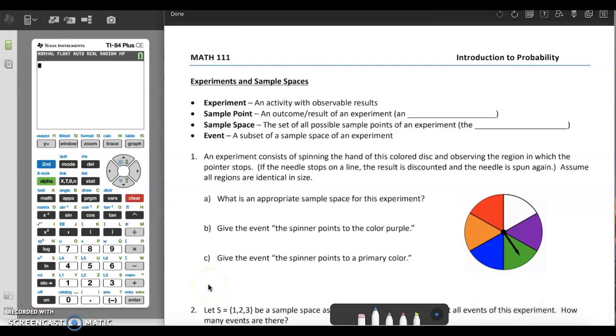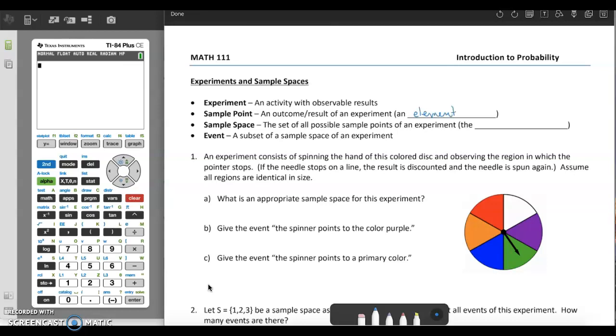We are going to talk about probability and introduce the idea of probability today. An experiment is an activity with observable results. So, an experiment doesn't have to be what you typically think of as a chemistry experiment. A lot of times, all we're doing is observing what happens in a certain scenario. A sample point is an outcome or a result of that experiment, an element.